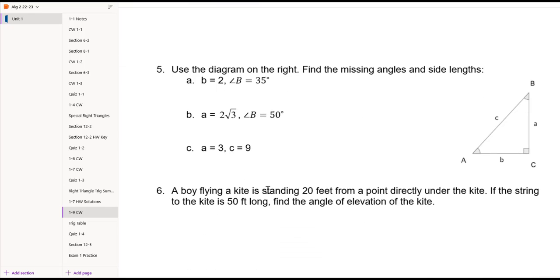Again, this is all identical to what we did with the special right triangles, except the ratios are coming from a table as opposed to from memory. That's the only difference. Let's just do one of these. Let's try B here.